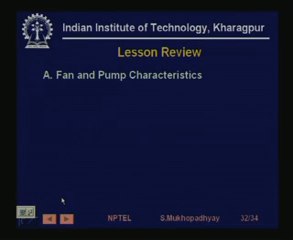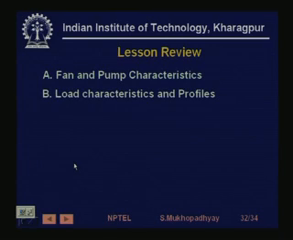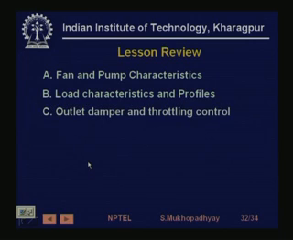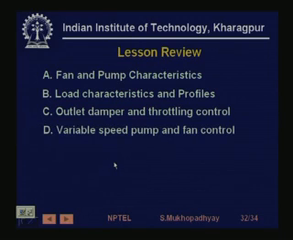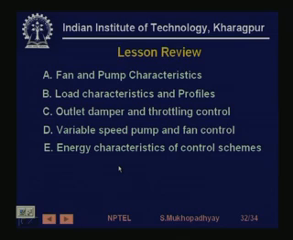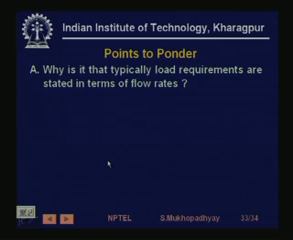What we have done in this lesson is that we have seen the fan and the pump characteristics, we have seen the load characteristics and typical load profiles, and we have seen two kinds of control: for fans outlet damper and for pumps throttling control, and for pumps and fans we have seen the variable speed control. We have seen the energy characteristics of these control schemes, and we have got an idea of the energy savings. So, here are a few questions for you.